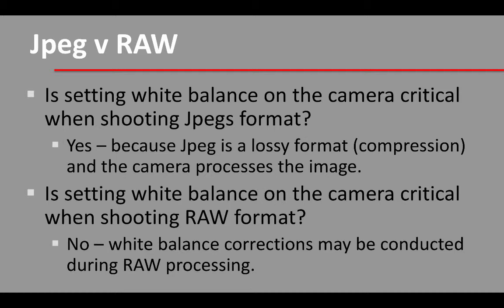So some questions that are always asked, is setting that white balance on the camera critical when shooting JPEG format? Absolutely. Because JPEG is a lossy format, it's already compressed. So when you photograph with the camera set on JPEG, the camera actually processes the image and compresses it, and you get a final image. Okay? So you can't do any changes after that, and it's really, like I said, impossible to actually fix up a JPEG file that's been photographed with the incorrect white balance setting.